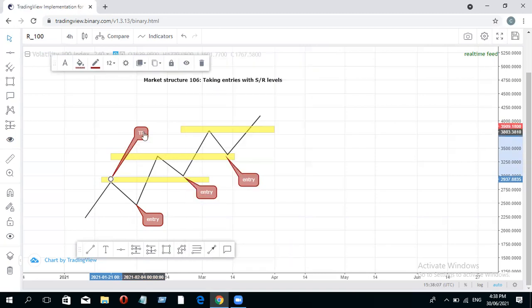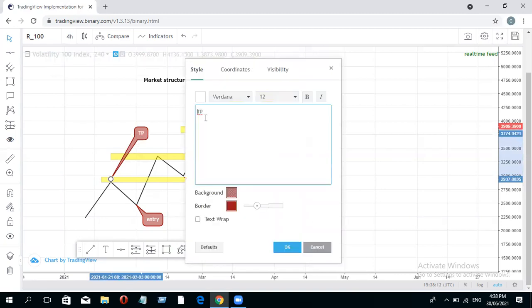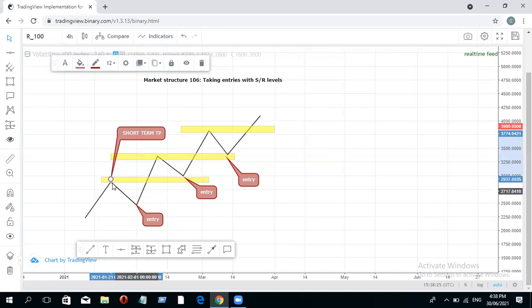That would be my first TP. That's my short-term TP. This is my short-term take profit there. I'm looking to take my profit at this point, at the previous higher low. So if I enter with a particular lot size, I may break even there.